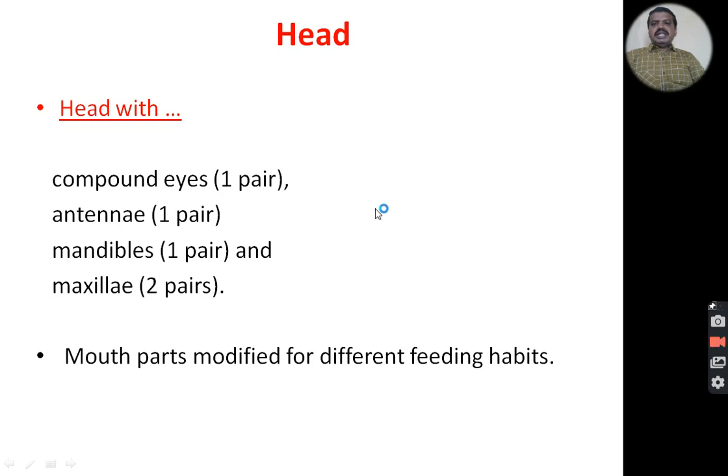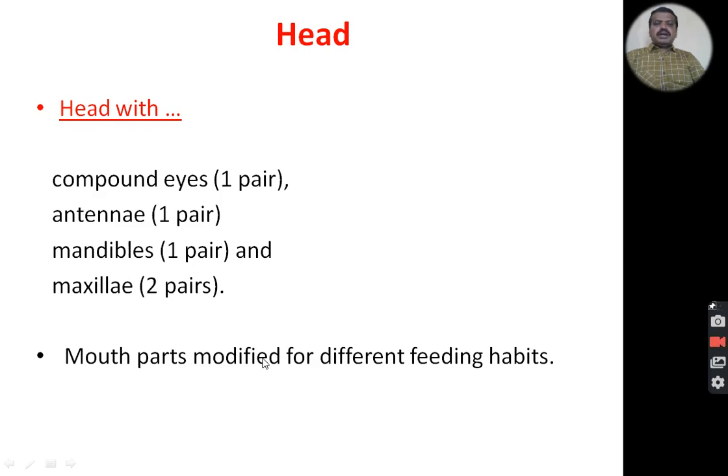The same explanation again: the head has a pair of compound eyes and a pair of antennae as sensory structures in order to recognize the surrounding environment. As far as the mouth parts are concerned, a pair of mandibles are present and 2 pairs of maxillae. They play an important role in feeding.